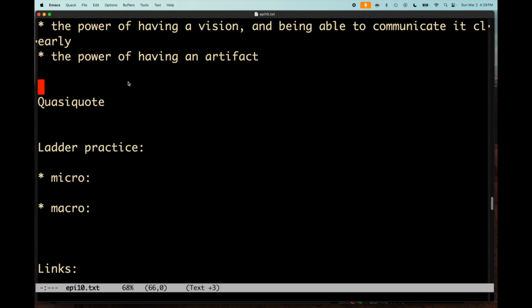I don't know. It was a little too much for me, but that's something worth knowing about. Rainbow delimiters for Emacs. You might find that really useful.